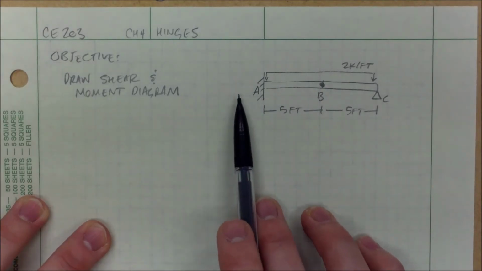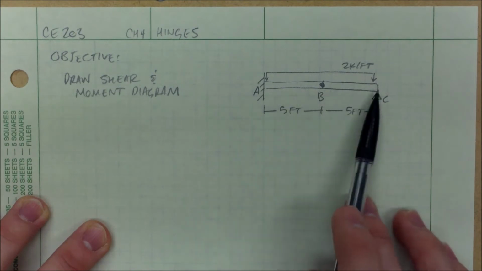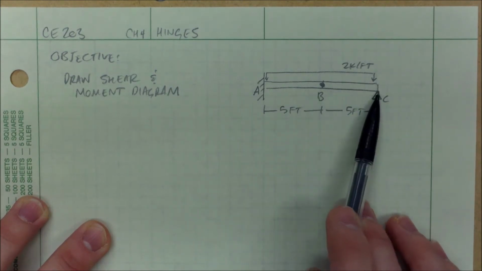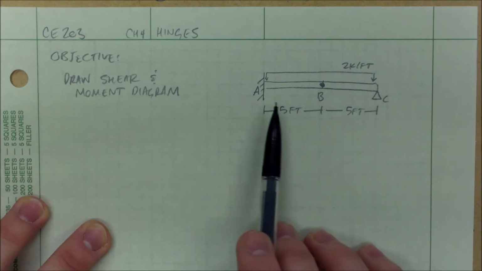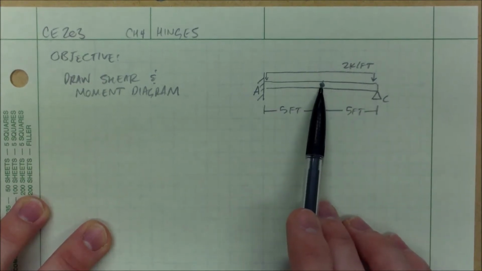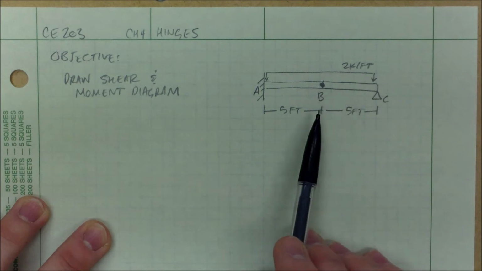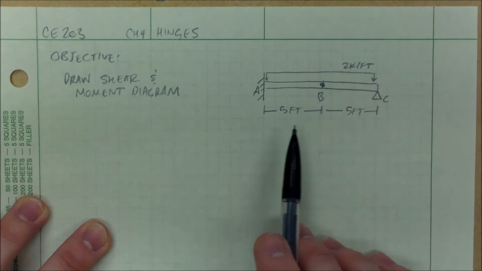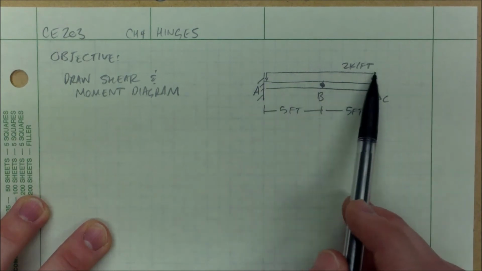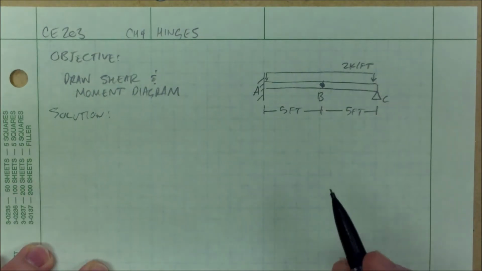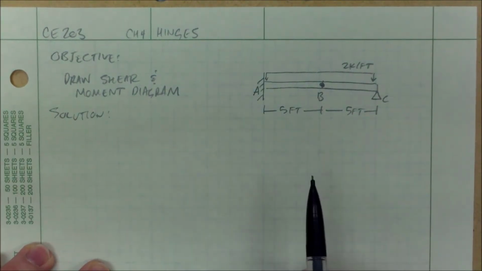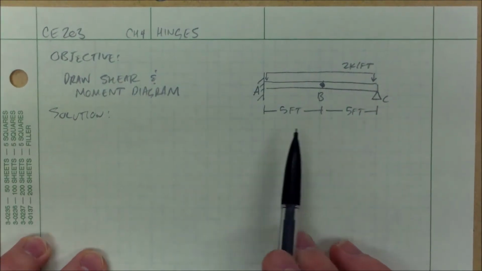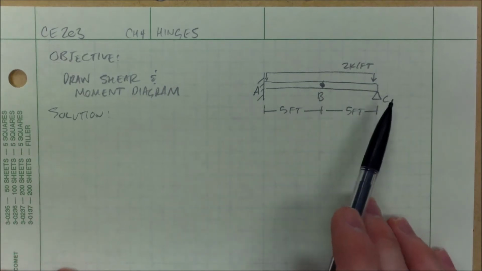So I have just a regular cantilever beam with a hinge in the middle. I have an extra support at the end, however, which means that I need this hinge in order to solve it. Otherwise it would be statically indeterminate, and that's a whole different story. I have a distributed load as well. So the first thing I want to do in order to draw my shear moment diagram is solve for my reaction supports.